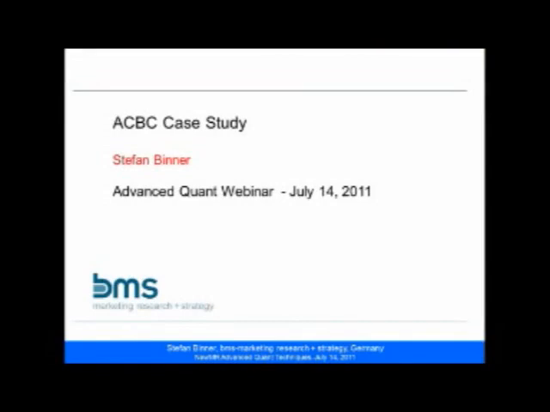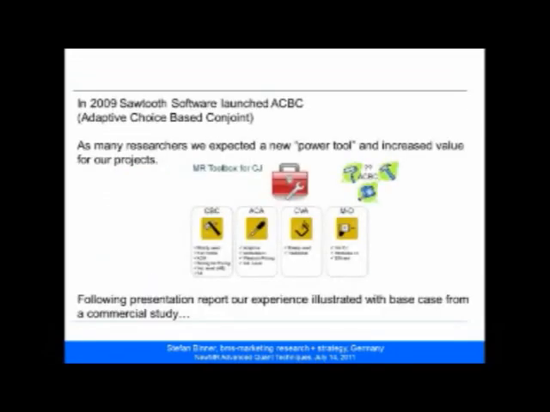We are a small specialized research agency, and since the mid-90s, I'm involved in conjoint analysis. Today, I would like to speak about ACBC and present a case study for those of you who are not so familiar with this technology and this method, to give you an insight into what it can do and what it can't really do. Sawtooth Software, which you might be aware of, launched ACBC as adaptive choice-based conjoint in 2009. We were a beta tester in that process, and as many researchers, we expected a new power tool and an increased value for our project.